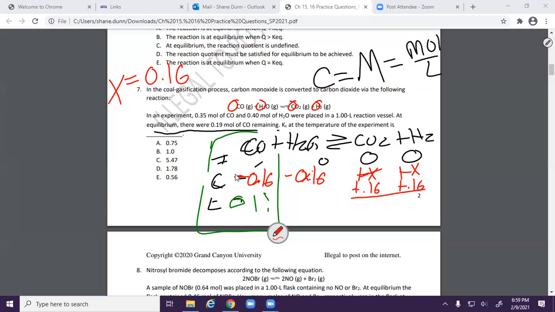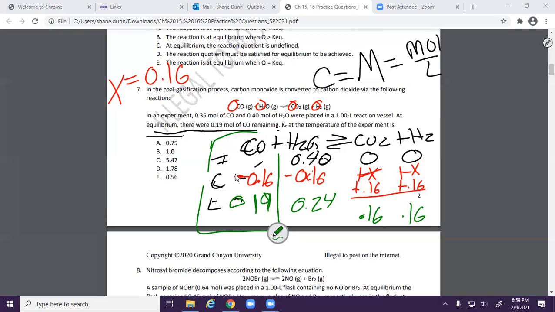Okay. So 0 plus 0.16 is what? 0.16, right? Nothing changes. Right here, I had 0.4. 0.4 minus 0.16 is what? Yep. 0.24.